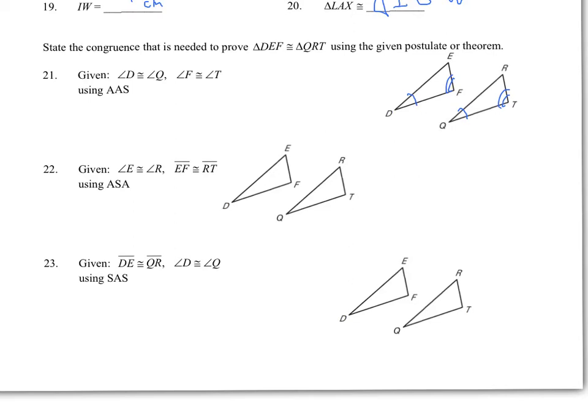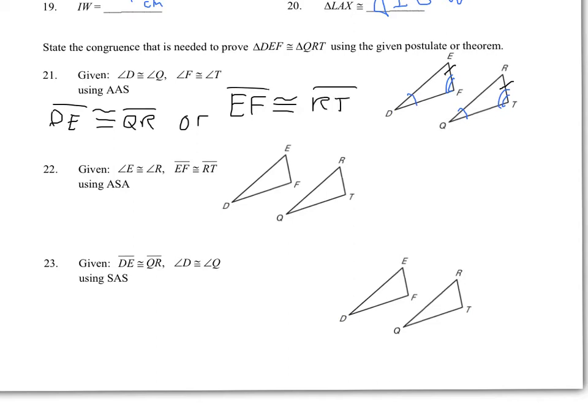Now it's not ASA, so the side should not be between those two. So one way of doing this is to say these two sides are congruent. So that would be DE congruent to QR. So that works. There actually is another way to use AAS also. What if we had this side and this side? That is also still AAS. So there's actually two possible answers. You only have to say one or the other, but since I'm explaining this, I want to tell you both. So the other possibility would be EF and RT. So two possible answers for this one.